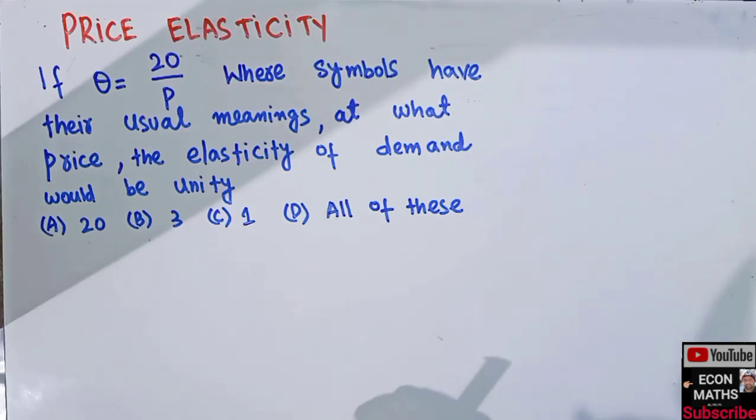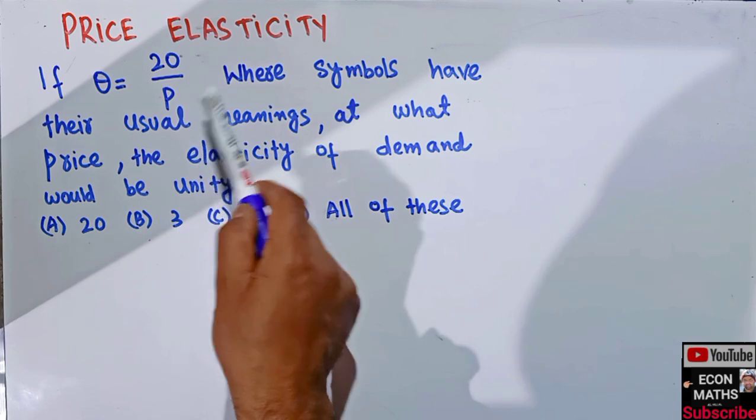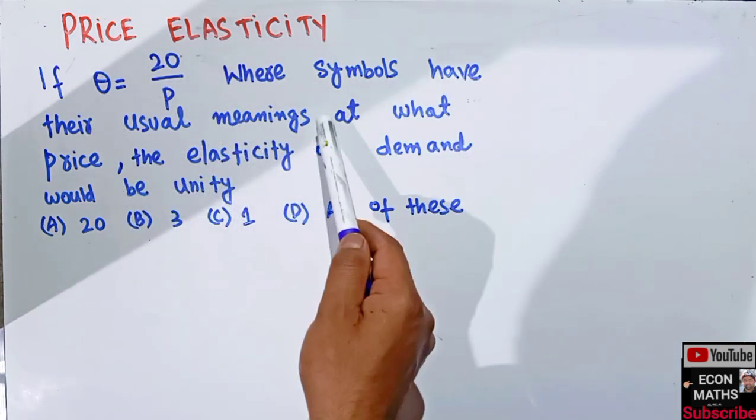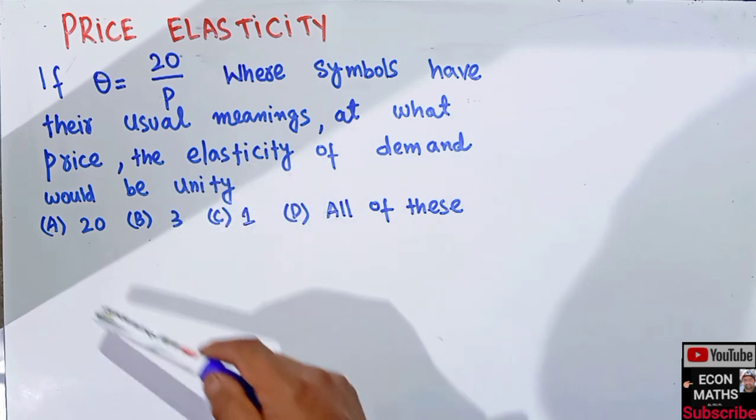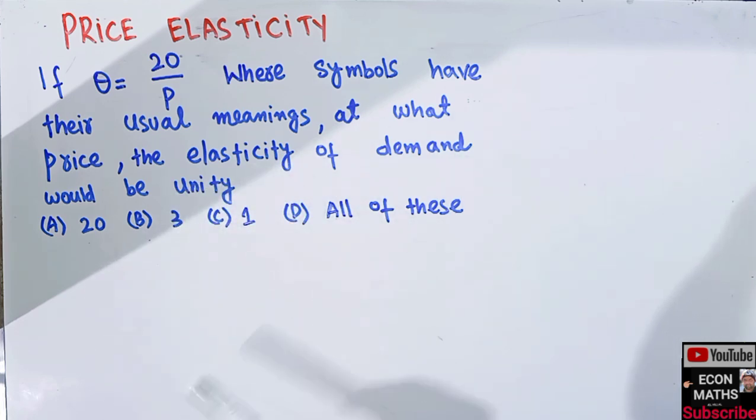Let us solve a tricky question on price elasticity. The question is, if Q is equal to 20 upon P, where symbols have their usual meanings, at what price would the elasticity of demand be unity? Options are 2, 3, 1 or all of these.